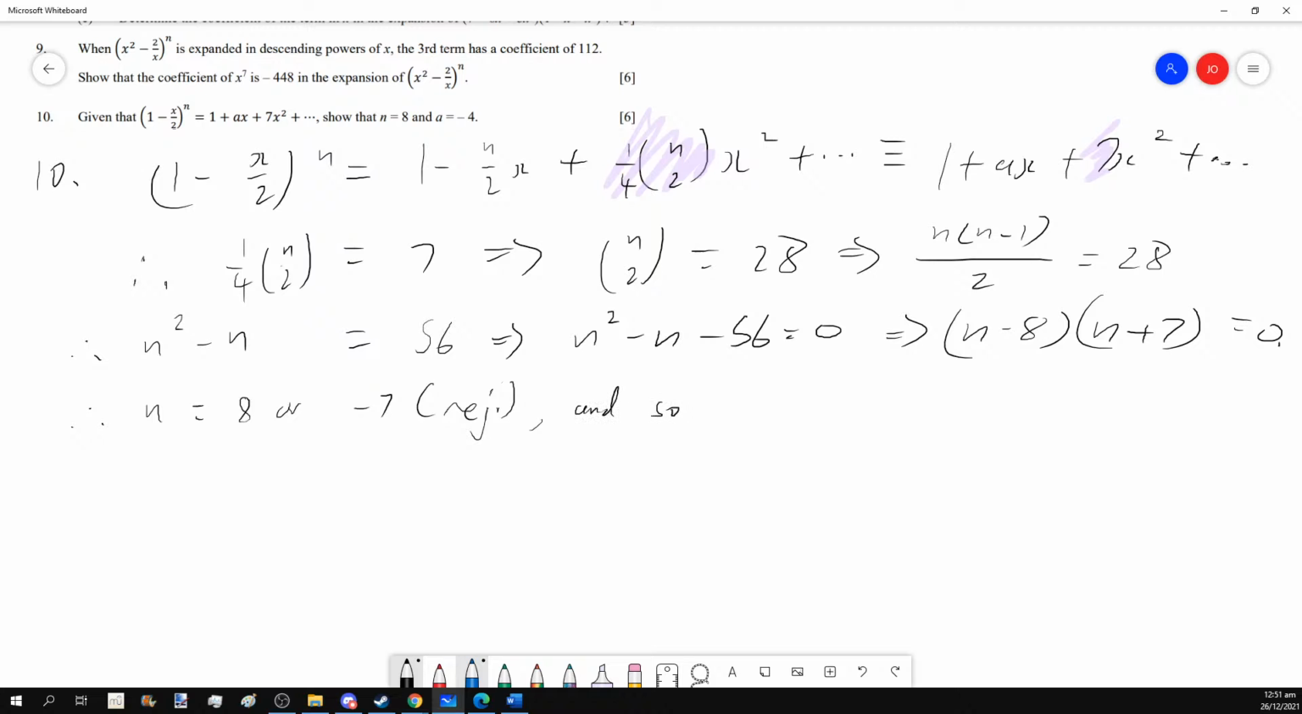And so, from here, we will do a second round of comparison. This time round, we will compare plus a with minus n over 2. Make sure to compare with the minus, alright? So from here, we will have a equals to negative n over 2. And n, we have already found is 8. So this will just give us negative 4. And therefore, you notice we have gotten n equals to 8 and a equals to negative 4, which is what we wanted to show, QED. And we are done.